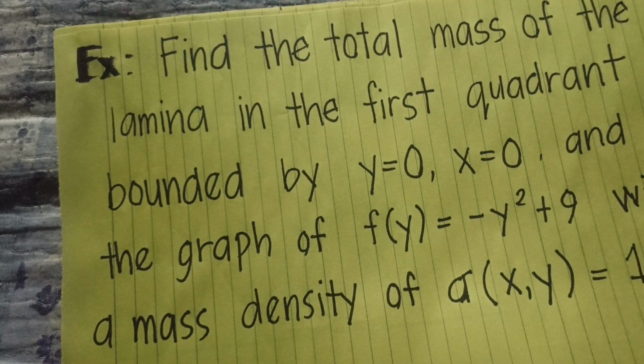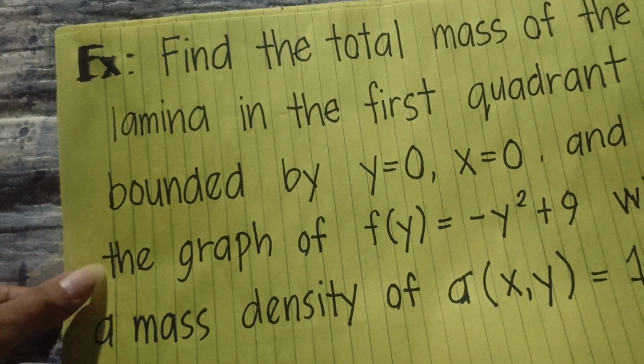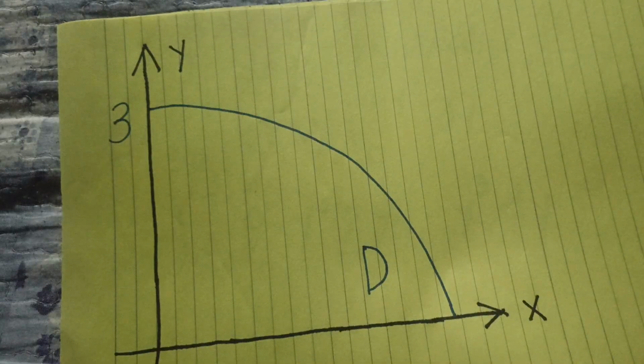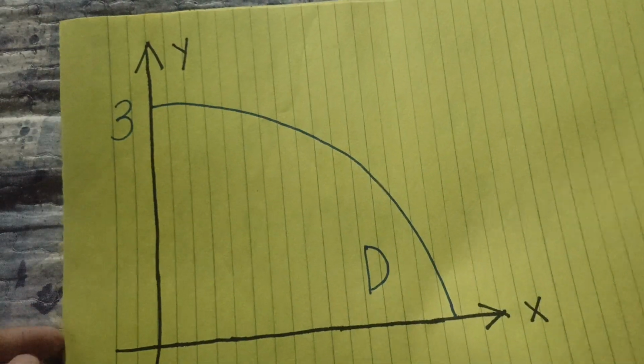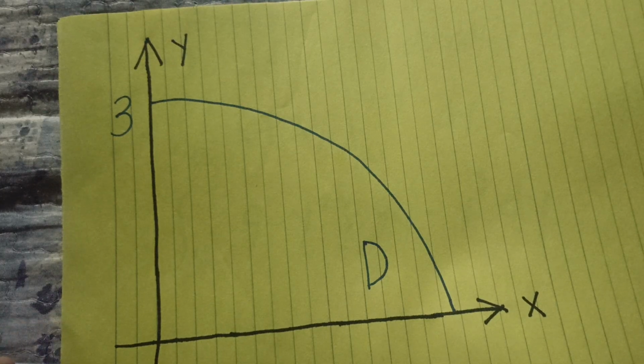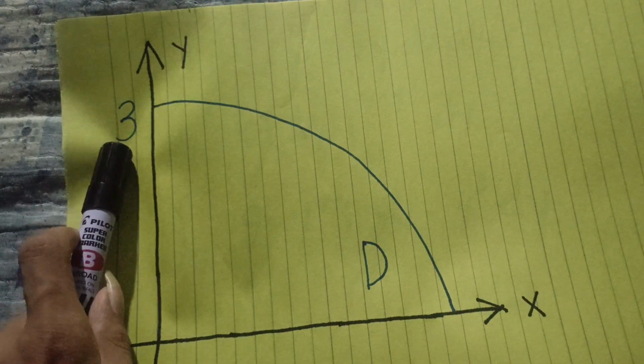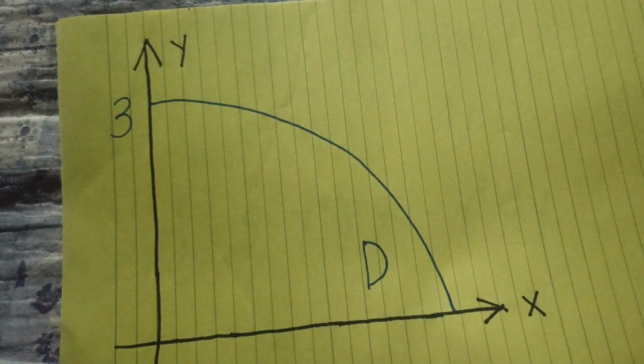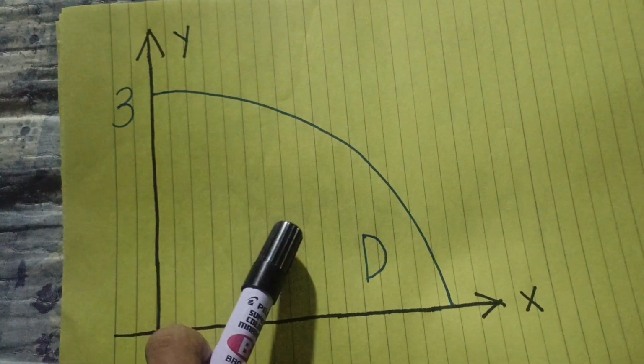The first thing we need to do is to sketch a picture. So here is our first quadrant, x and y. The function we're given is really like x as a function of y. That's a parabola opening to the left. So consequently, the y-intercept is 3 and the x-intercept is 9. So this shape in here is our lamina.